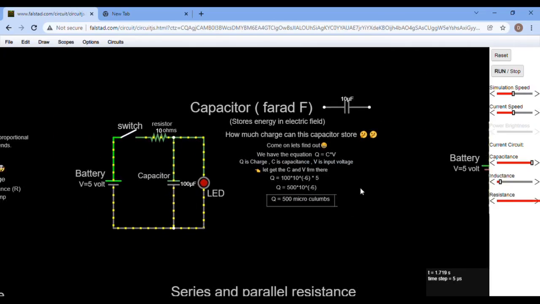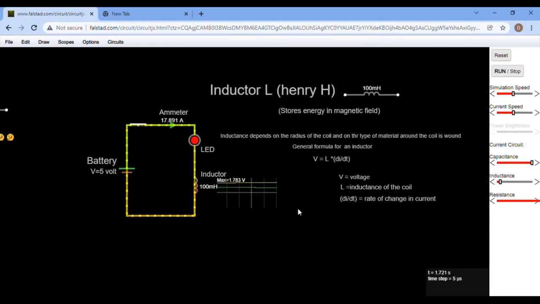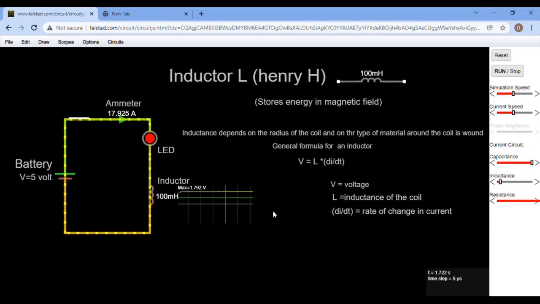Next we go for the inductor. Inductors and capacitors are like brother and sister. They're like opposites, but they do the same kind of function. So the same thing happens here. An inductor also stores energy, but it stores it in a magnetic field, whereas a capacitor stores in an electric field. The unit of inductance is henry, and this is its symbol.